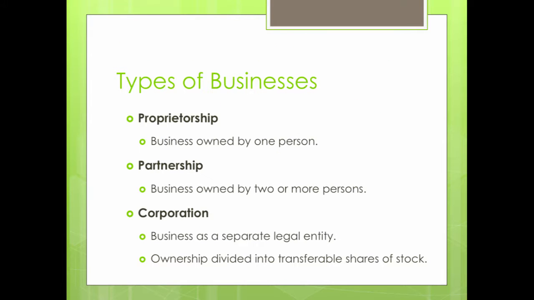Businesses can be registered in three ways: proprietorship, partnership, or corporation. When a business is identified as a sole proprietorship, it means that the business is owned by one person, and in this case, the proprietor receives any profits, suffers all the losses, and is personally liable for all debts of the business.